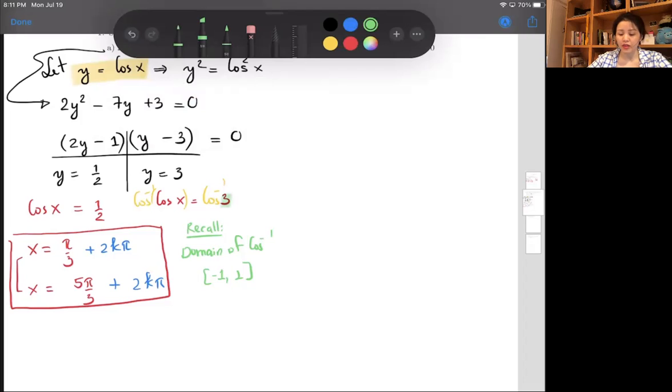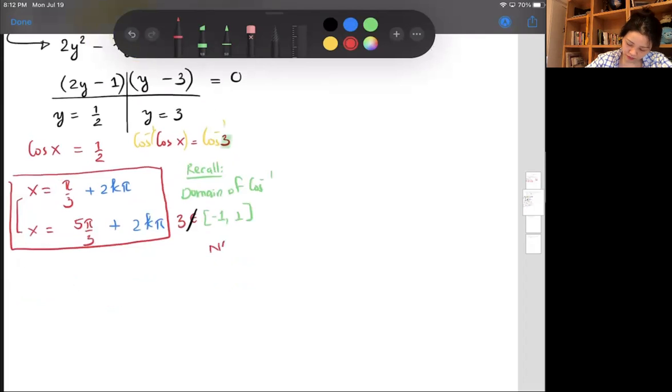The input is 3. Remember, 3 does not belong to the interval from -1 to 1, right? So therefore we cannot continue. That means no solution. No solution for that case. Okay. So the only solutions we have are this one and this one.